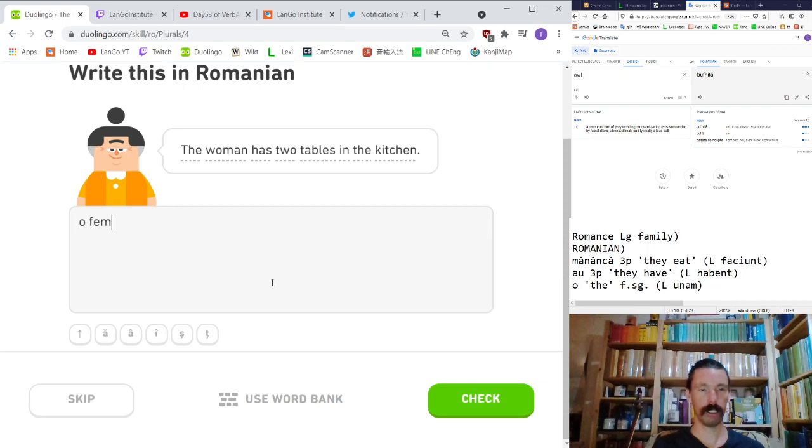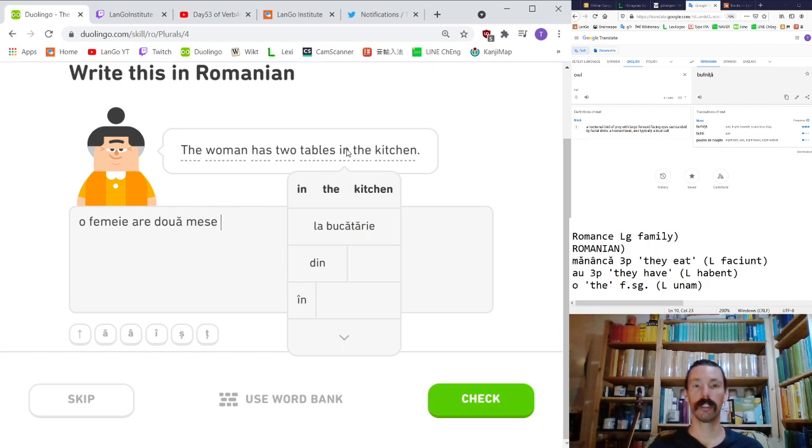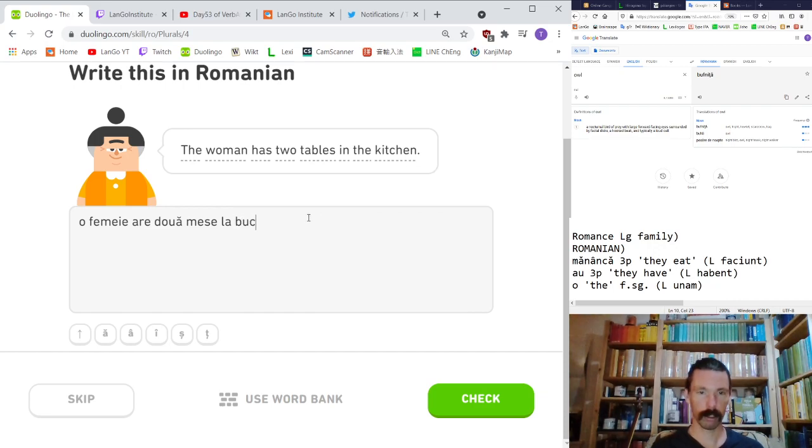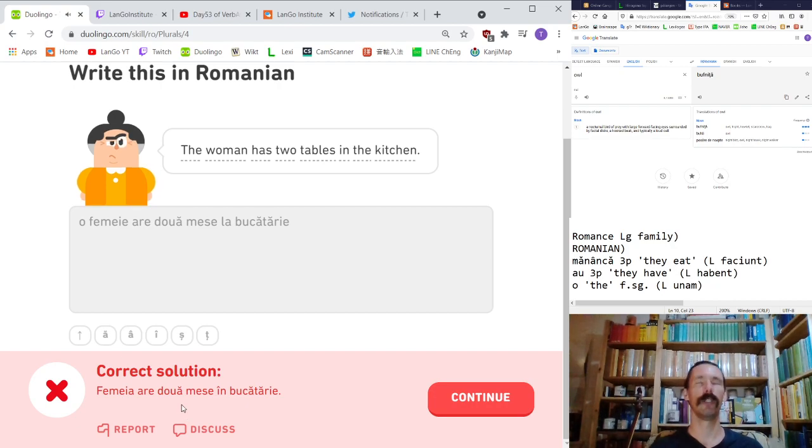The woman, o femeia, are, has, two tables in the kitchen. Două mese. Mesele, the two tables, două, rather, mese, in, okay, la bucătărie, for in the la, in illa would have been in Latin. What is it? La bucătărie. Bucătărie. Femeia, the woman. Foiled, rather. Are două mese, feminine plural. In bucătărie. Well, that thing wasn't very helpful there, was it?